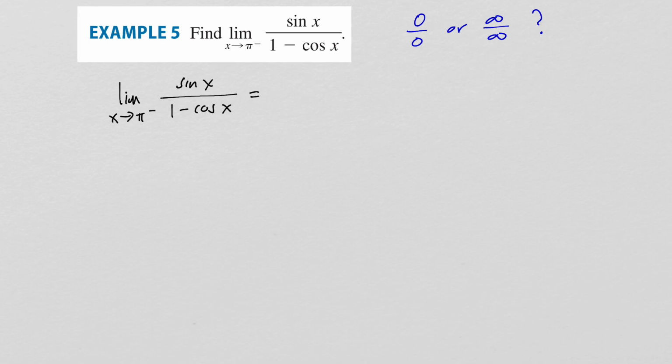So here, as x approaches pi from the left, sine of pi we know is 0. And in the denominator we have 1 minus cosine of pi. But cosine of pi is -1.